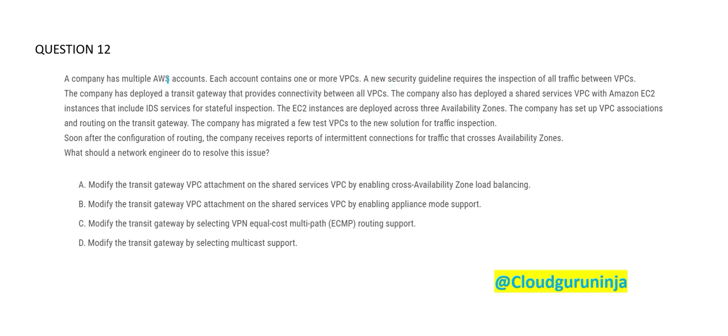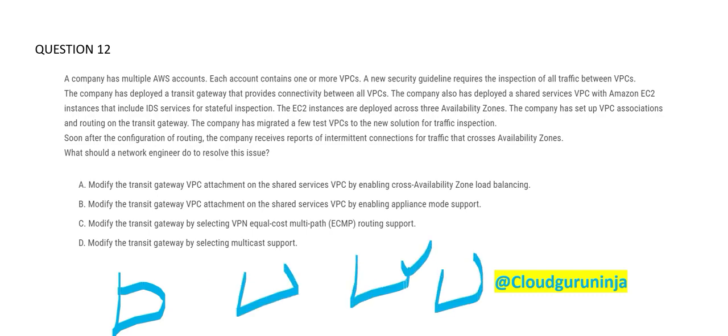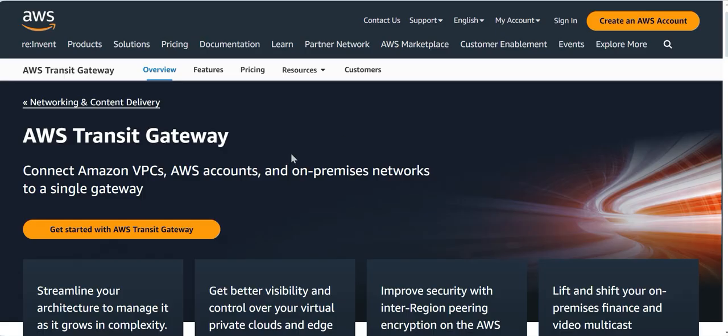Now this is the next question. There is a company that has multiple AWS accounts. Why do we have multiple AWS accounts? We have HR, finance, sales, IT, and so on. That is how you have different accounts. Now there is a new security guideline which says that inspection of all traffic between the VPCs is required. The company deploys a transit gateway that provides connectivity between all VPCs. So all VPCs can talk to each other using transit gateway. This is exactly what we do. Between VPCs you can talk, or you can also talk with on-premises using a single gateway.